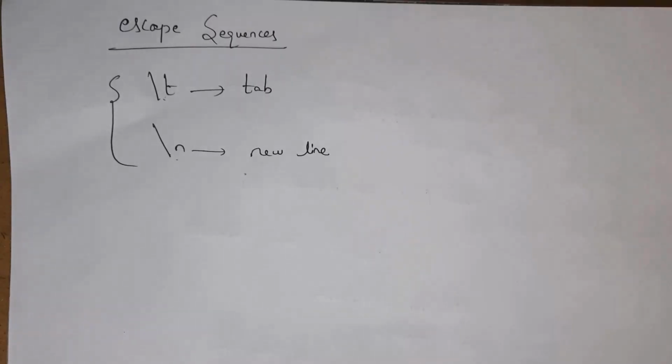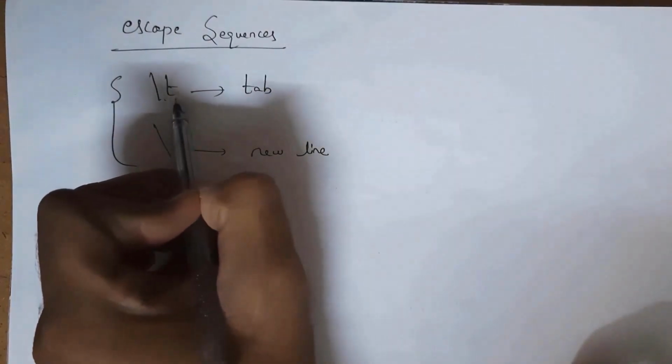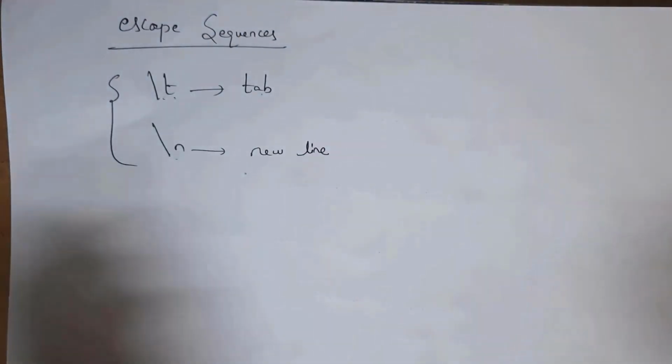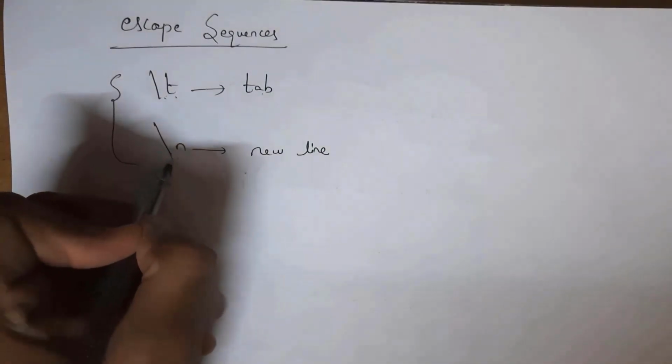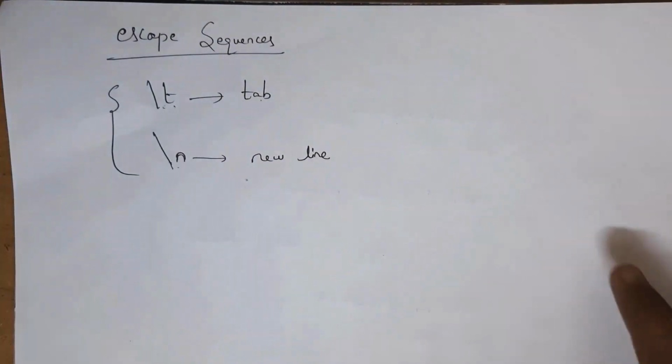There are two common escape sequences that we use in C. Of those, the first one is \t, where \t stands for horizontal tab, and the next one is \n, where n stands for new line. I will explain the use of these escape sequences by using a program.